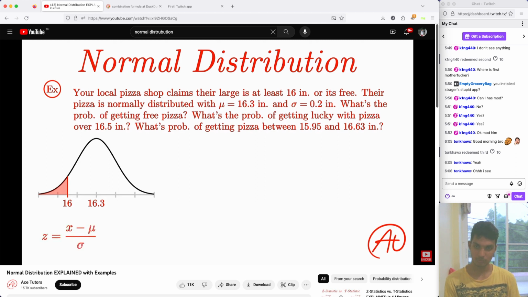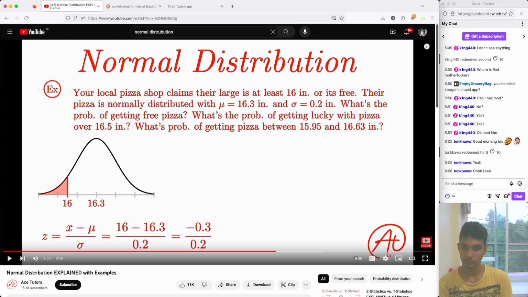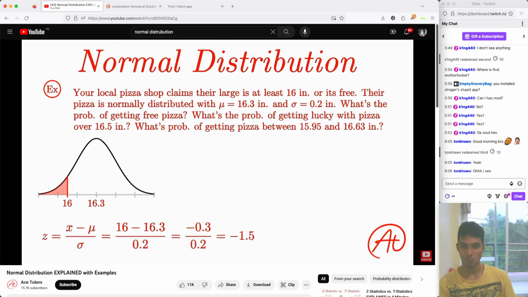Using our z-score equation and plugging in our data point of 16, we get 16 minus 16.3 divided by 0.2, or negative 0.3 over 0.2, which gives us a z-score of negative 1.5. So instead of finding the probability of a pizza x being less than 16 inches, we are now finding the probability of a pizza having a z-score less than negative 1.5.